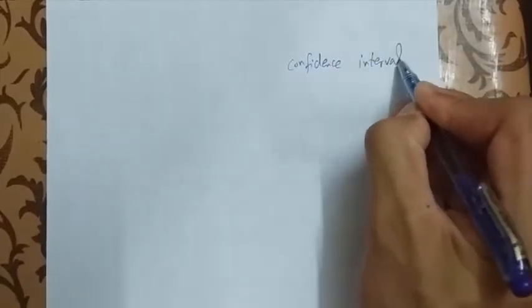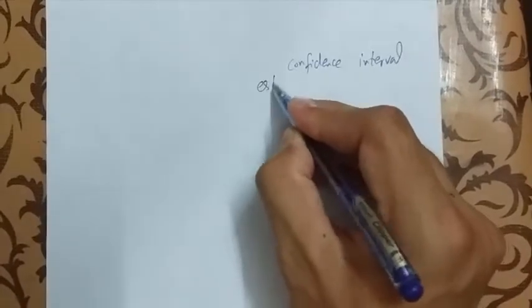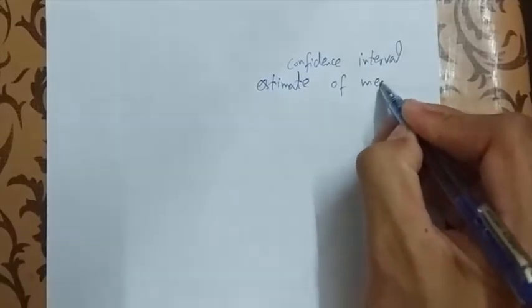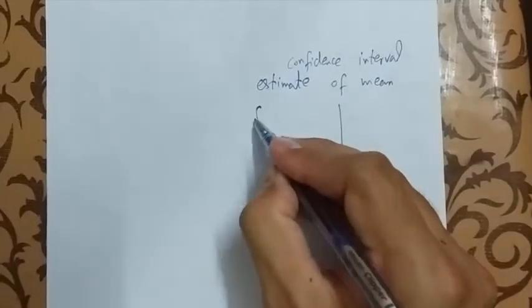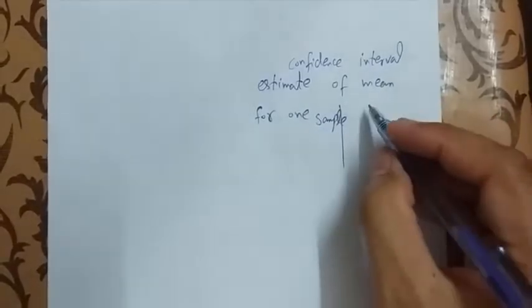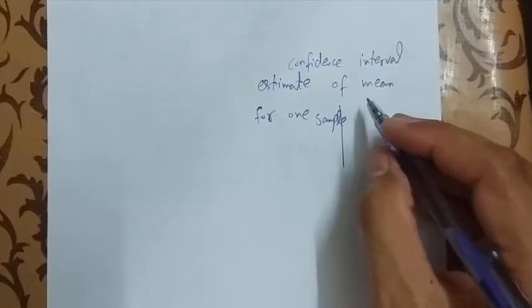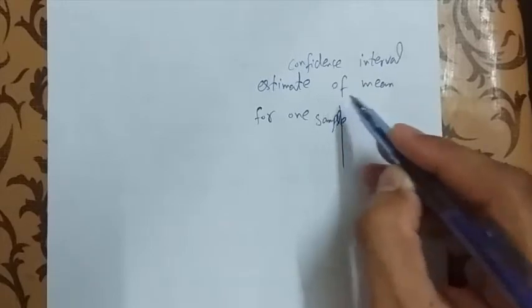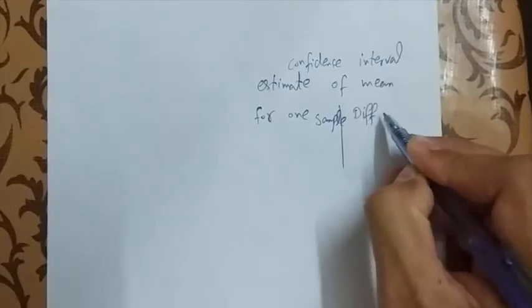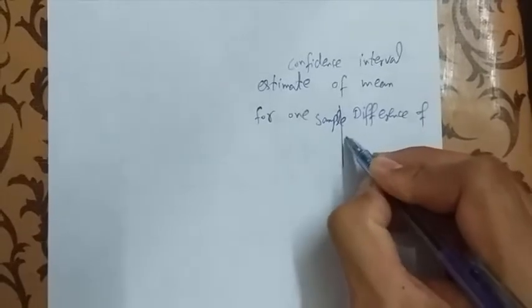In the last lecture, we discussed the t distribution, and in the t distribution we discussed two important things. First one is the confidence interval estimate of the mean for one sample, and on the other hand we also discussed the confidence interval estimate of the difference of the mean.